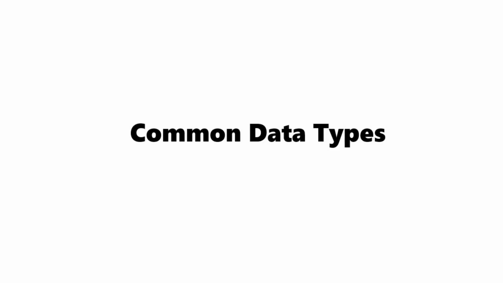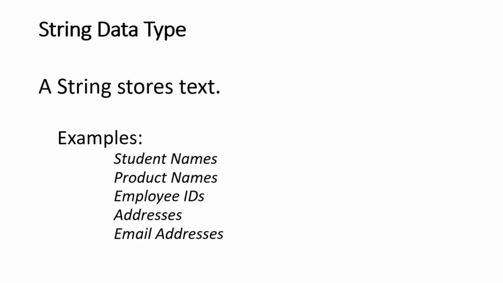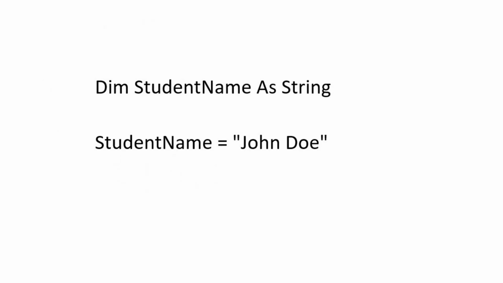Common data types that you are likely to come across in VBA. One of the most common data types is String, and a String data type is used to store text. For example, student names, product names, employee IDs, addresses, email addresses, and many more. We often declare this variable in this way: Dim studentName As String. Set studentName as Raphael, John Doe, or whatever. Now VBA will know that studentName contains text. Whenever you are storing words, names, or sentences, String is usually the correct choice.